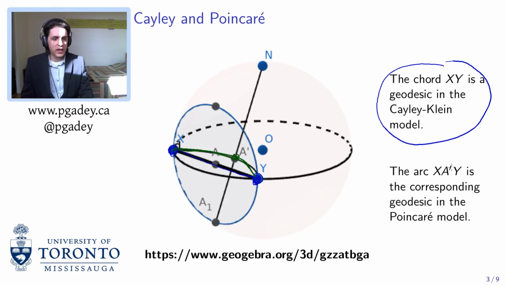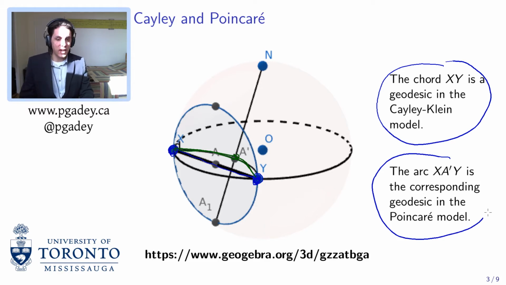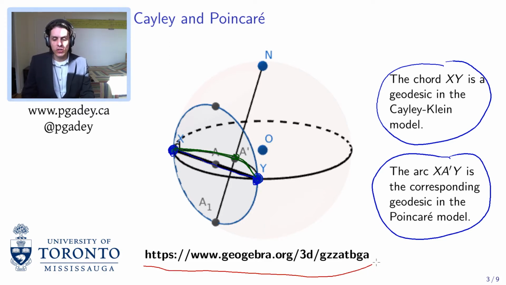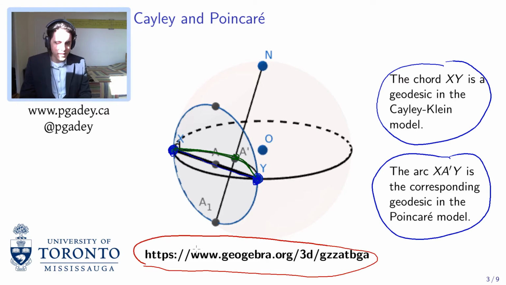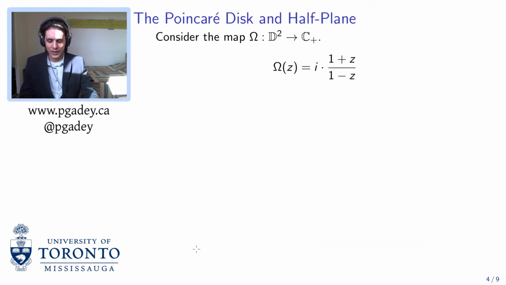So objects in the Cayley-Klein model map one-to-one, bijectively and continuously, onto objects in the Poincaré model. Okay, so I encourage you to check out the GeoGebra app, play around with it, and get a feel for what this isomorphism is doing.